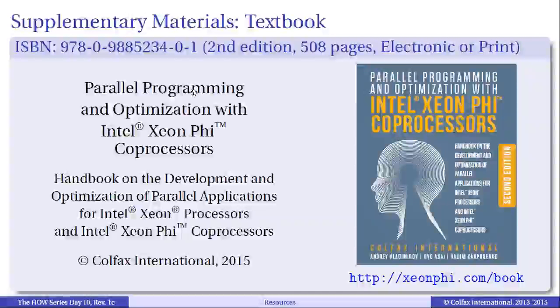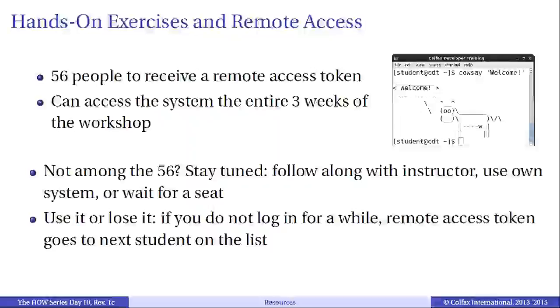Back to our course. This course is based on the book Parallel Programming and Optimization with Intel Xeon Phi coprocessors, available here. The book is the source of all the exercises that we are doing. If you would like a really concise written discussion of everything that we talk about in the course, this is also the resource for you.